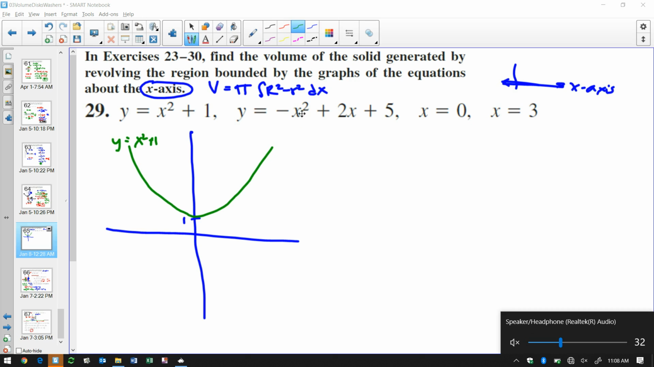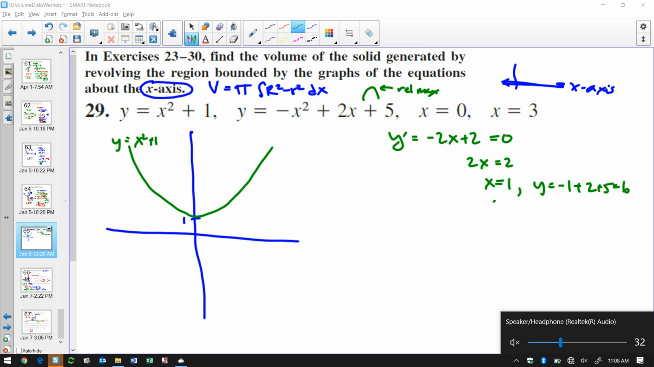That equation is an x squared equation, so it's either going to be an up or down parabola, and since one is positive and one is negative, it's going to be a sad face parabola. To find the relative max of this parabola, I'll just take the derivative. So y prime is equal to negative 2x plus 2, and set that equal to 0. That says 2x is equal to 2, or x is equal to 1. When x is equal to 1, y is going to be negative 1 plus 2 plus 5, which is 6. So that relative max is going to be at (1, 6).